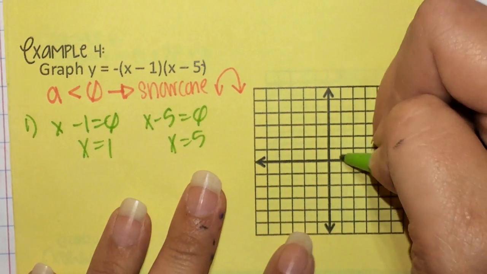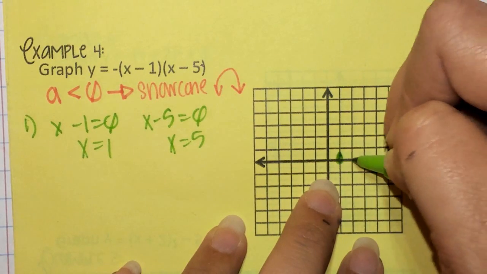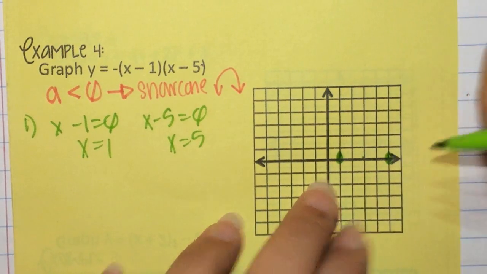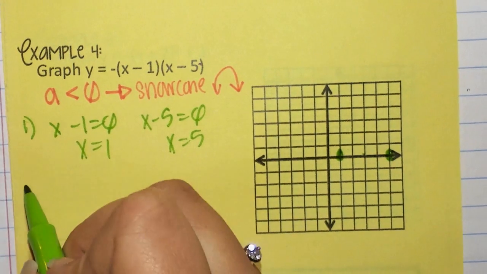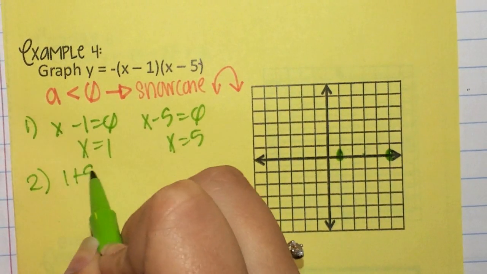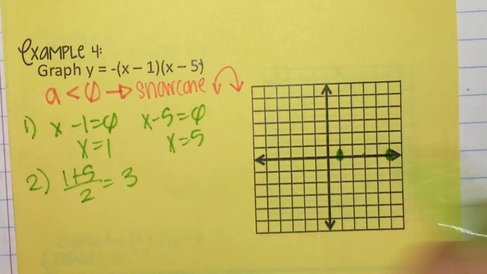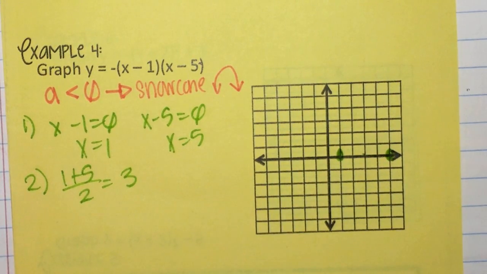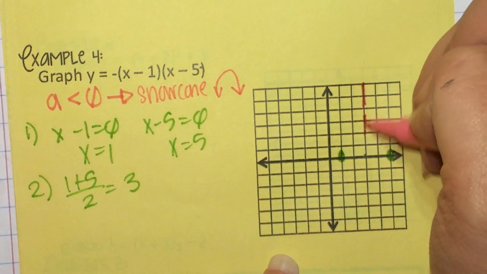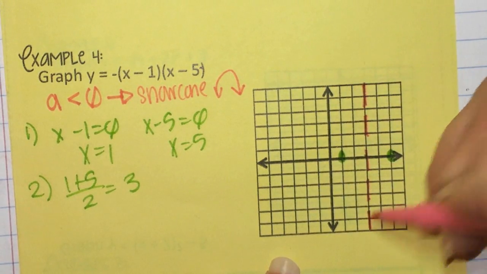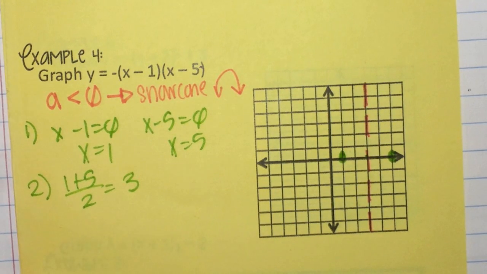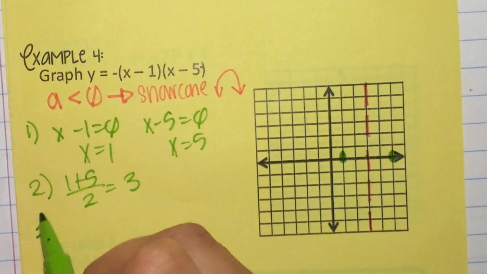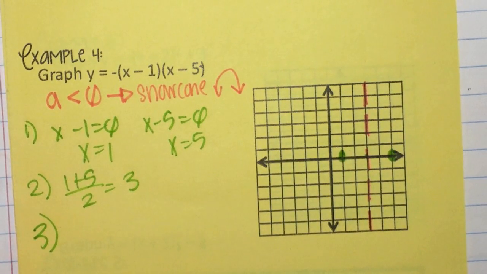Alright, let's plot this. We go right 1, 2, 3, 4, 5. How do I find my axis of symmetry? You just add them together and divide by 2. So 6 divided by 2 is 3. What else do we need? Our vertex. We need the y value of our vertex.